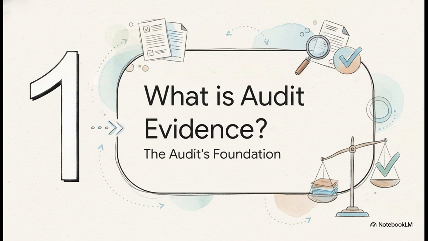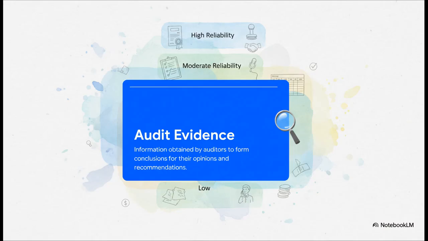Honestly, the best way to think about it is like the foundation of a house. Without a solid foundation, the whole thing, the audit opinion, any recommendations you make, it all just comes crashing down. It's the proof. It's the why behind every conclusion you draw. The official by-the-book definition says it's basically all the info an auditor gathers to back up their opinion. And you gotta remember, without rock-solid evidence, an audit opinion is pretty much useless. The evidence is what gives it weight and authority.